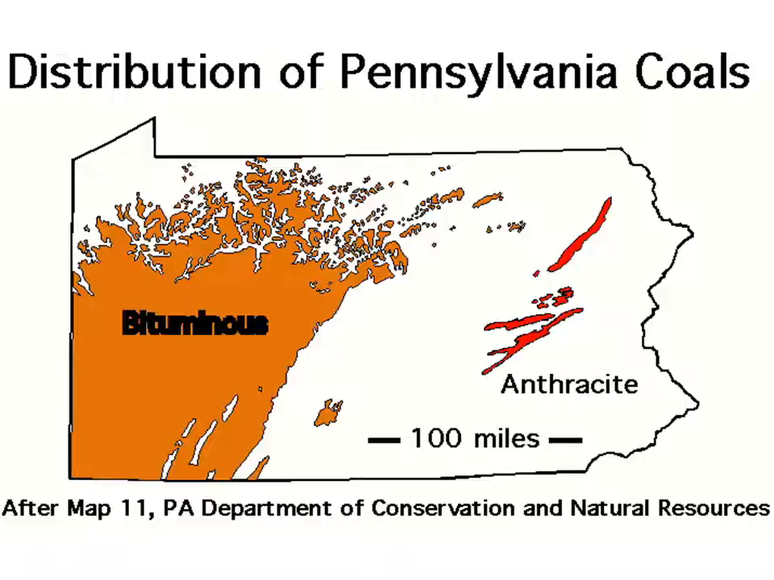On the right in red you can see the areas in which anthracite coal was mined. This is a much more energy-dense form of coal, and this coal was shipped to Philadelphia for use in manufacturing plants that grew up in Philadelphia in the 1800s.